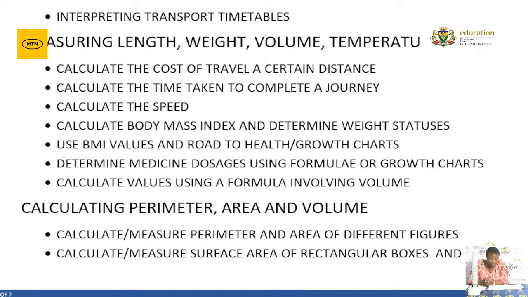Determine medicine doses using formulae or a growth chart. Under medicine doses, we have different people in this world, we have children and we also have adults. So with medicine dosages, the children are not supposed to take the same medication as the adults. And then we also calculate values using a formula involving volume.